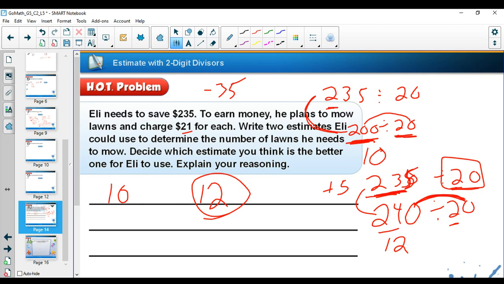All right, so that is using compatible numbers to estimate division. It's really a valuable skill. We're really going to use this, especially when we do our next lesson, which is actually dividing by two-digit numbers. So give this one a try, and as always, good luck.